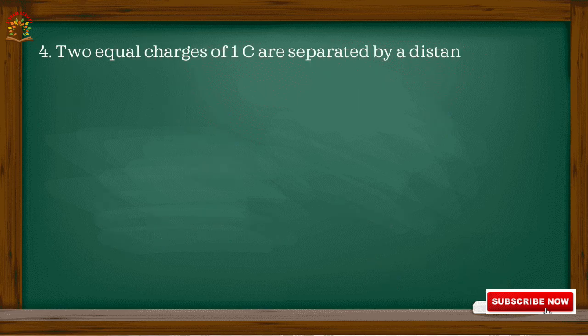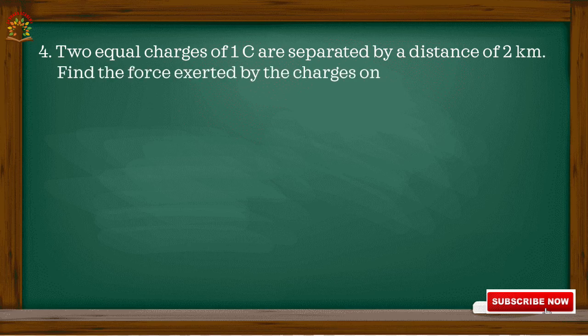Next question. In this question, two equal charges of 1 coulomb are separated by a distance of 2 kilometers. Find the force exerted by the charges on each other. They have given two equal charges of 1 coulomb and a distance of 2 kilometers. You have to calculate the force exerted by the charges on each other. Let us come to the solution.